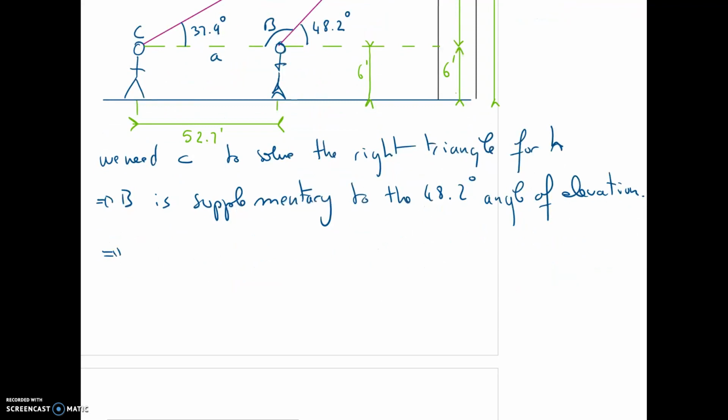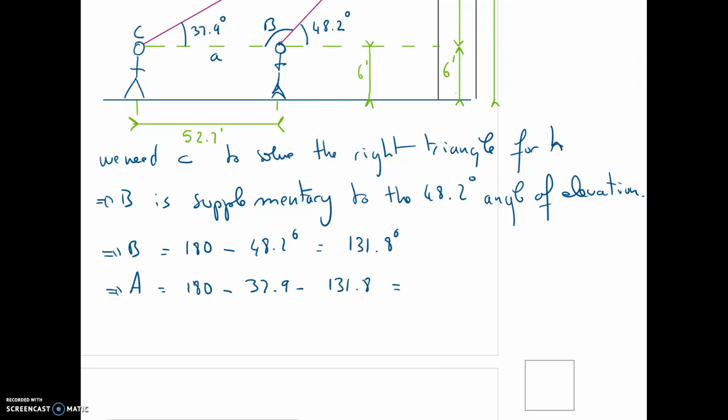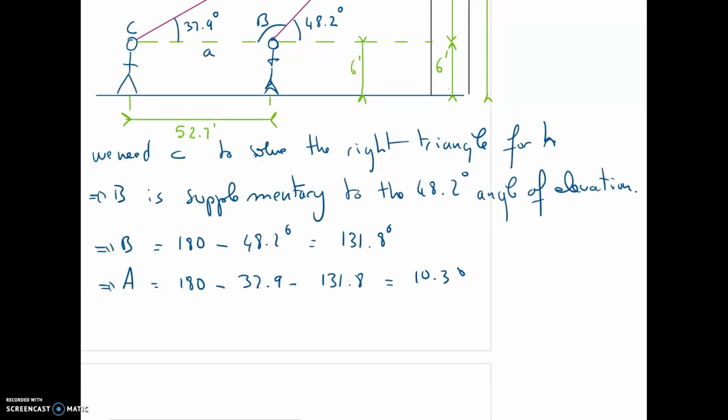So to find B, pretty easy. B is going to be equal to 180 minus 48.2 degree. And to find an angle B equal 131.8 degree. Now, the angle A is going to be equal to 180 minus 37.9 minus 131.8. And so I find angle A equal to 10.3 degree. So I got B equal 131.8 degree, and A equal 10.3 degree.